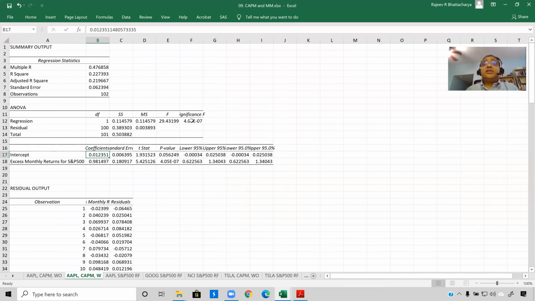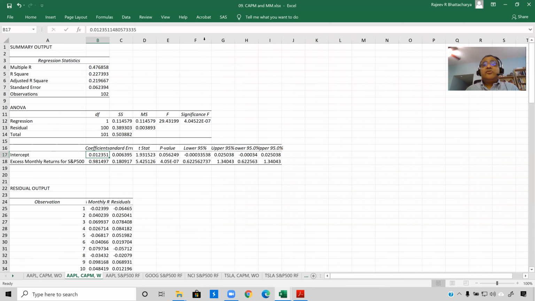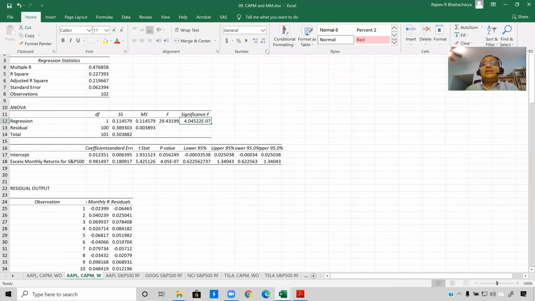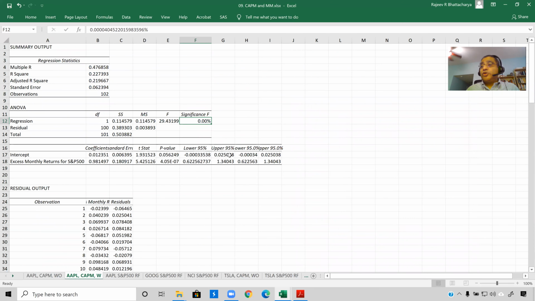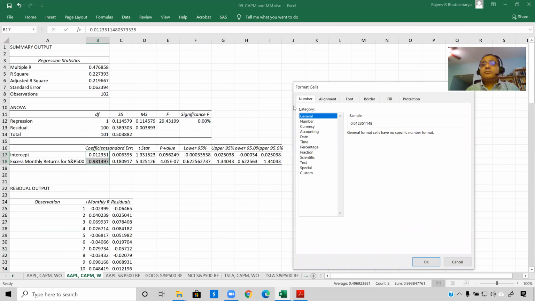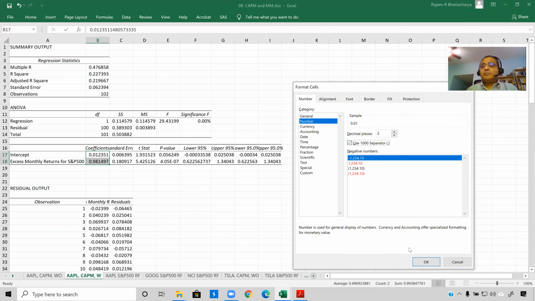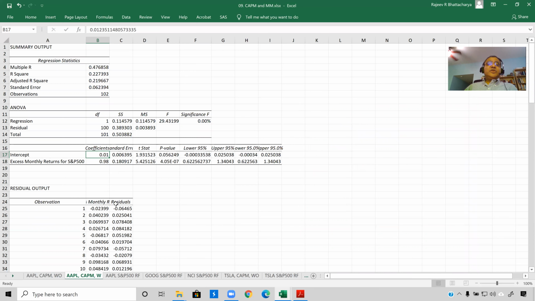However, now these are the things which give us reason to pause. This for Apple, the significance here, as we have discussed before, we need to always look at that. That number is 0.00%. Great. Let's look at these numbers. Okay. The intercept, the alpha is 0.01, which is tiny.